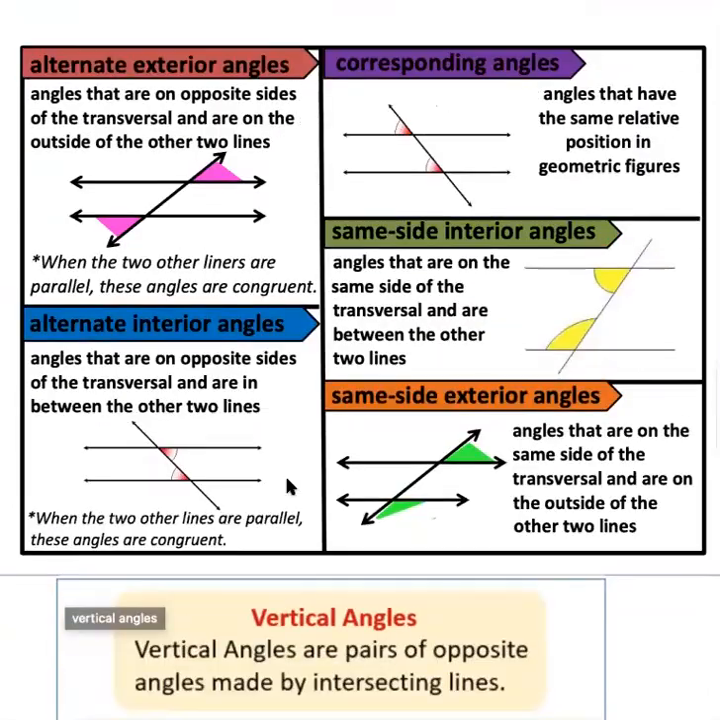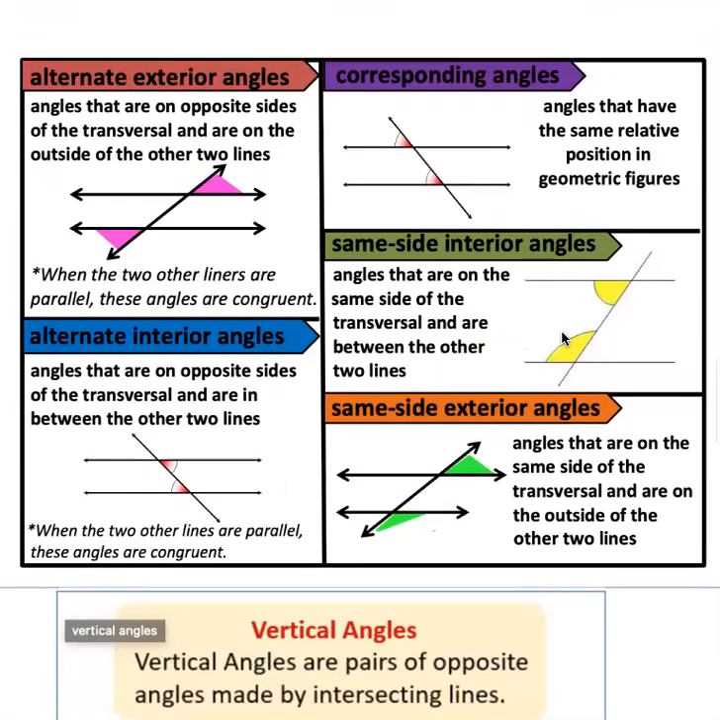Okay, so those are some of the main ones. Same side interior angles you can see here. Same side exterior angles as well, if those come up, but the majority will be the ones that we've covered.